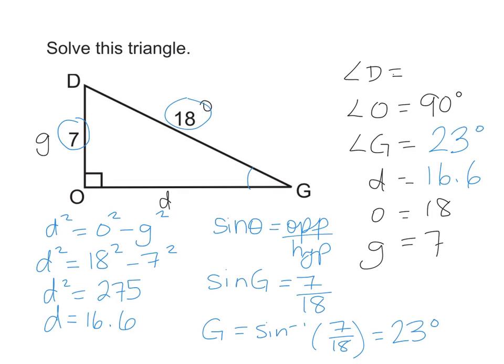Because we use sine, we use 7 as the opposite. So it's the angle opposite that. And then finding the third angle is easy. If you already have 2 angles, just subtract from 180. So to get angle D, it'll be 180 minus 90 and minus 23. So it's 67 degrees.